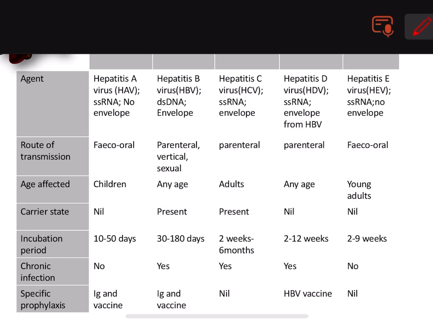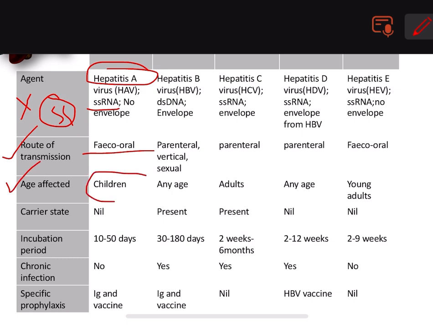To begin with, hepatitis A. It is caused by a single-stranded RNA with no envelope. Route of transmission is fecal-oral. The age affected is mostly children. We have seen many cases coming to our hospitals where children are more commonly affected with hepatitis A. Co-infection with hepatitis E could also be there along with hepatitis A, but most commonly we see hepatitis A affecting children.